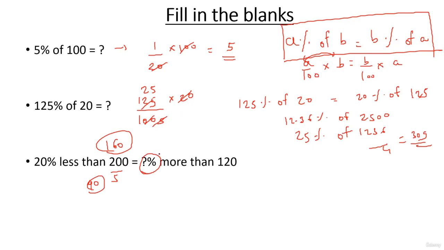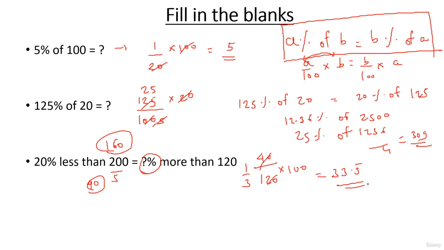160 is how many points more than 120? 40 points more than 120, and you're comparing with respect to 120. So 40 upon 120 into 100. If you observe, this is nothing but 1/3. 1/3 is 33.33%, 33.3 recurring. That's the required answer. 20% less than 200 is 33.33% more than 120. It's as simple as that.